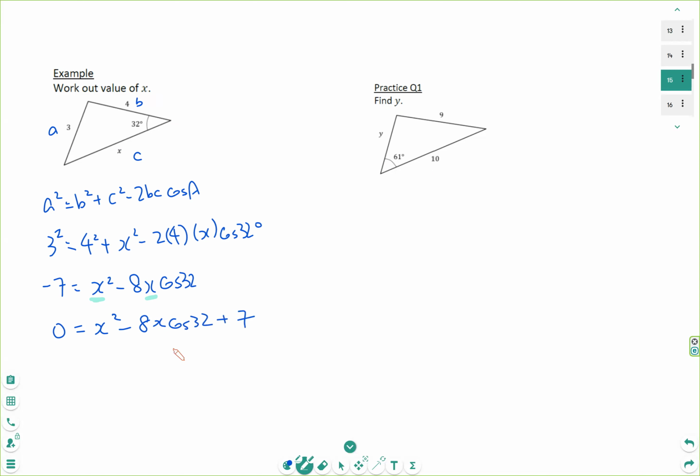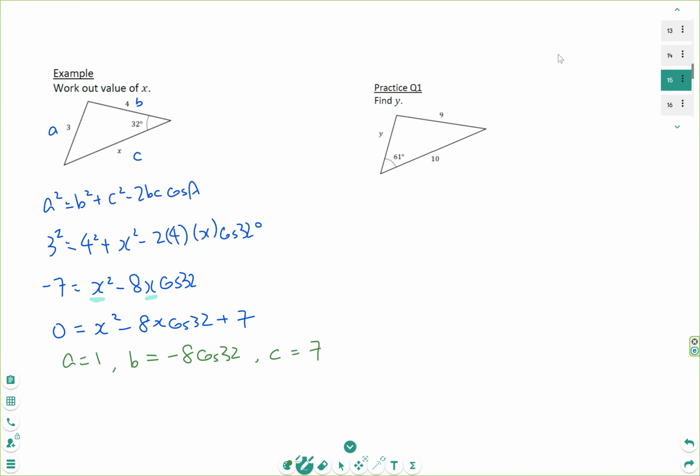So how do we solve this quadratic? It looks like a weird one. Well, we've got our mighty calculator, haven't we? We can use a calculator to solve the quadratic. If you don't have the A-level calculator and only have a GCSE one, essentially the value of a is 1, the value of b is -8 cos 32, and the value of c is 7. You can use the quadratic formula yourself.